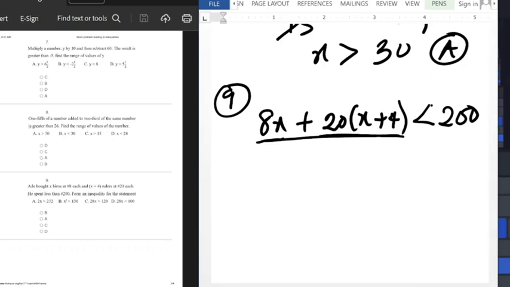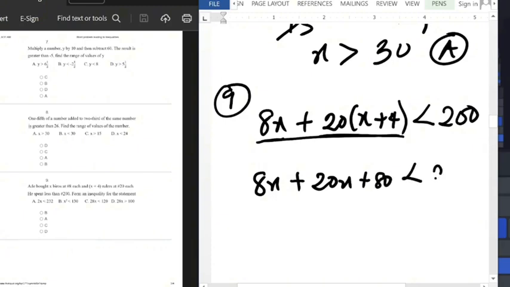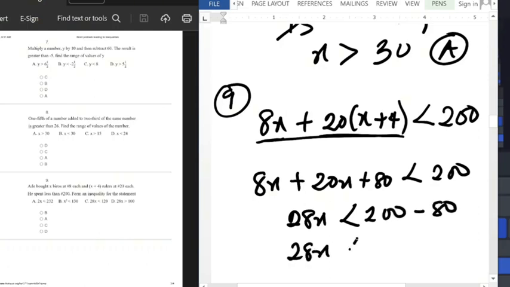So let's just solve this. This is going to give us 8x plus 20x plus 80 less than 200. So this is going to give us 28x. Then let's collect like terms. That's 200 minus 80. So that is 28x less than 120. That is option C.